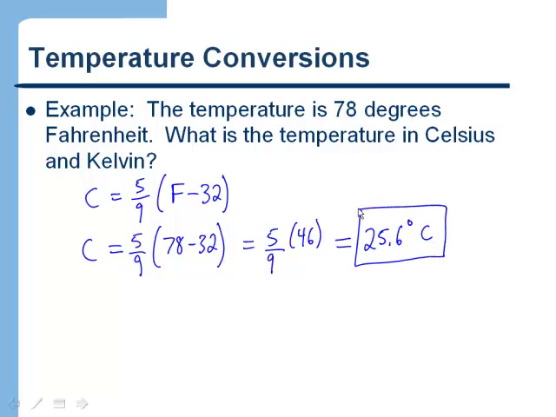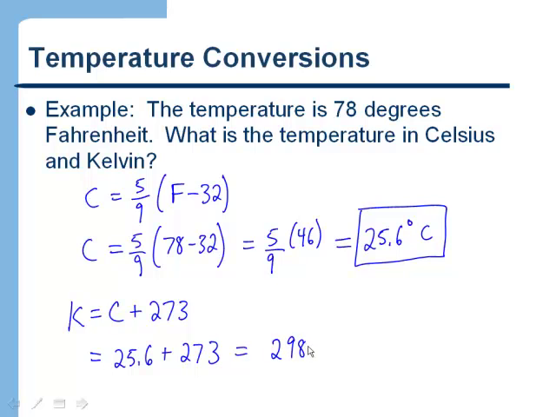Once I have the temperature in Celsius, to find the temperature in Kelvin, I just take the temperature in Celsius and add 273 degrees. So that would be 25.6 plus 273. And if you work that out, you'll get 298.6 degrees Kelvin.